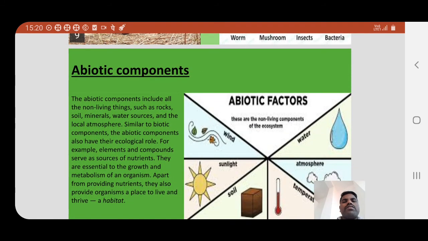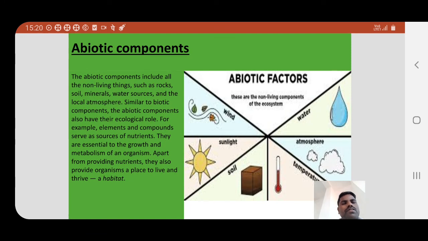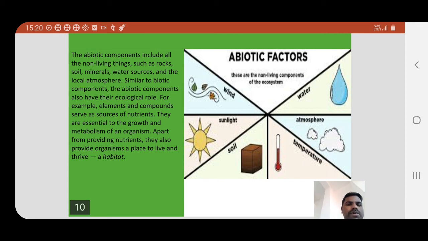Next, abiotic components. Till now we have discussed the biotic components. Now we will discuss the abiotic components. What are the abiotic components? Water, atmosphere, temperature, soil, sunlight, and wind. All these things that we are seeing in this image are non-living things. These are all abiotic components.